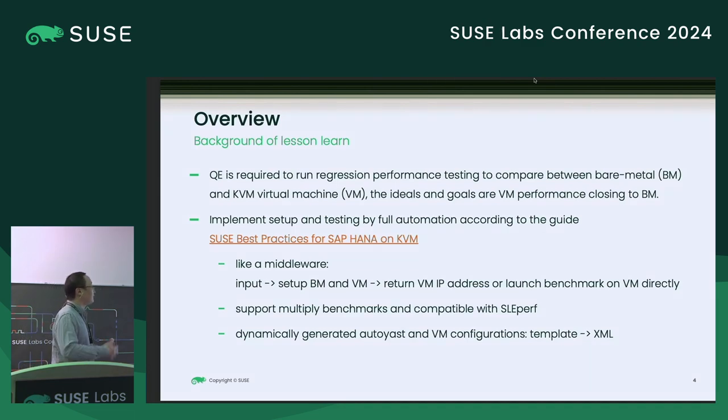Background: I would like to share lessons learned from my side. QE is required to run regression performance testing and to compare bare metal and KVM virtual machines. Our goal is, we hope VM performance is close to bare metal, but actually it's not, just hopefully. We try our best to reduce the performance difference between the virtual machine and the bare metal.